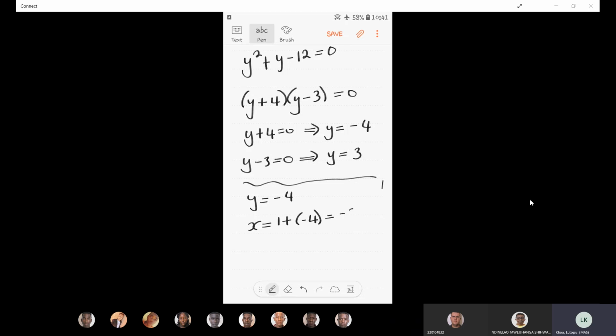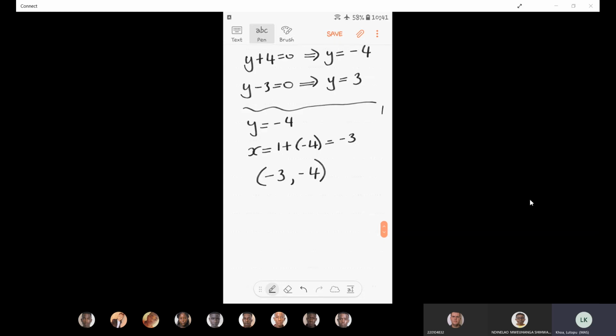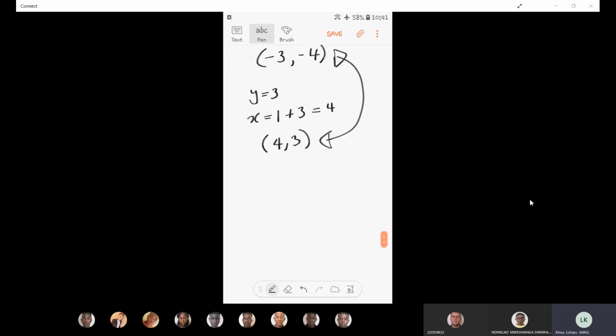Okay, so this is negative 3. So the first solution will be negative 3, negative 4. And then when y is equal to 3, we say that x is equal to 1 plus y, which is 4. So the second solution is 4, 3. So these are my two solutions here. And again, always check your solutions, substitute them into the first equation, then into the second equation, and see if they satisfy both of them.